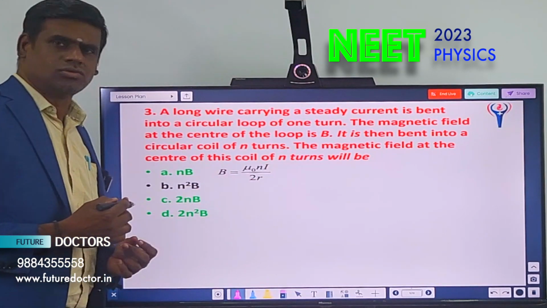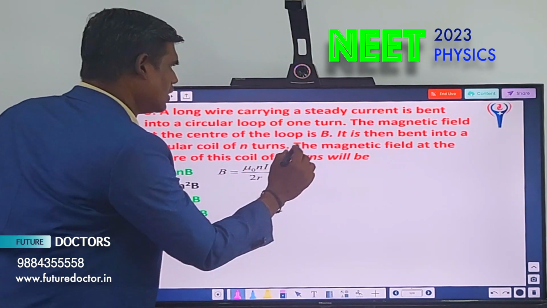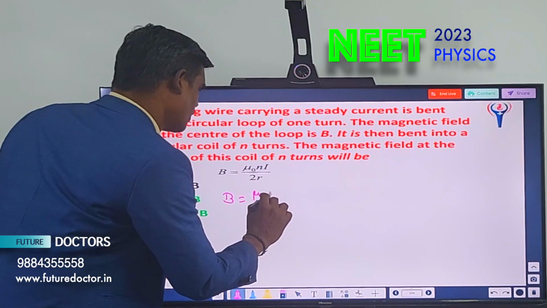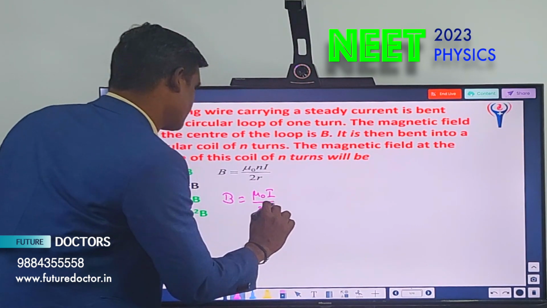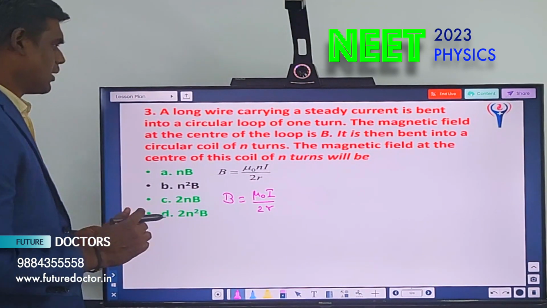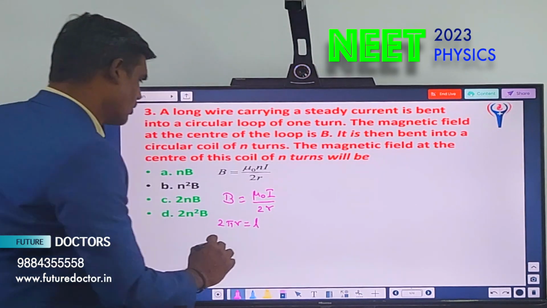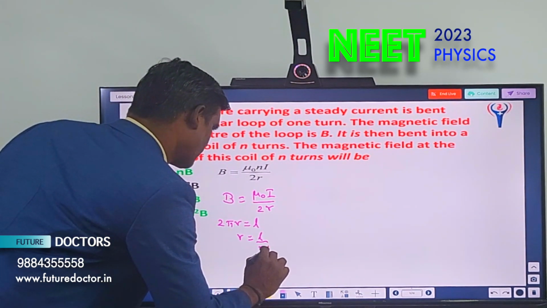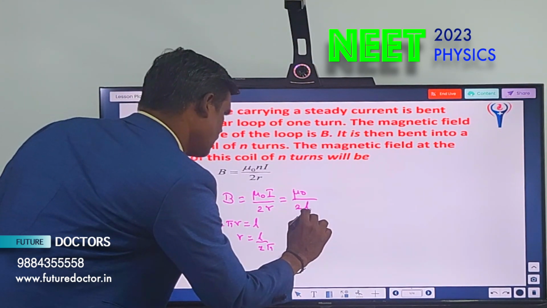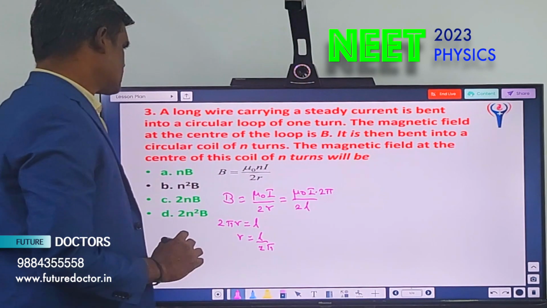Formula is B equal to mu naught Ni by 2R. In the first condition, that is 1 loop, B equal to mu naught into 1 into I by 2R. And length L is bent into 1 loop, which means 2 pi R equal to L, then R equal to L by 2 pi. Substitute this here, then B equal to mu naught I into 2 pi by 2L. This is your B.